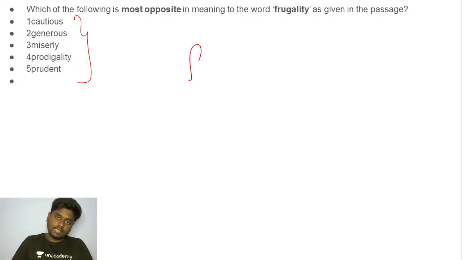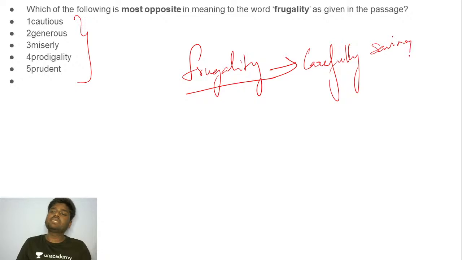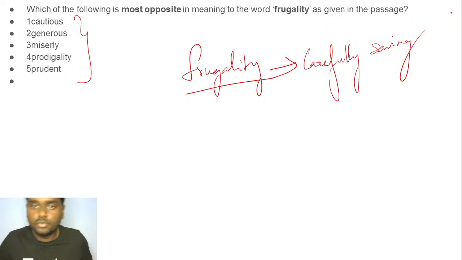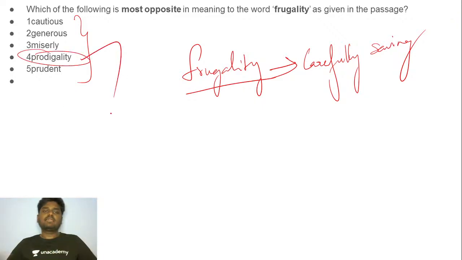So if you take the word frugality, frugality is the habit of carefully saving things, keeping them very precious. But if you try to find the opposite of the word frugality, that is characterized by wasteful expenditure and spending a lot of excessive money unnecessarily. So the word most opposite in meaning is prodigality. That is nothing but spending lavishly and unnecessarily, just for no use. Okay, so it's going to be option four. Option four, prodigality is the opposite of frugality, right?